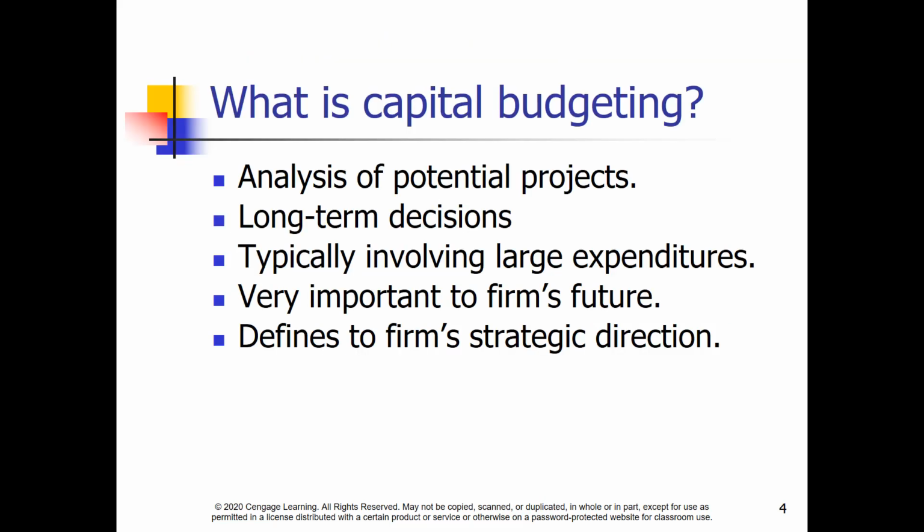Capital budgeting is critical to a firm's future. It involves the analysis and selection of future projects. These are long-term decisions, typically involving large sums of money that would be hard to reverse. These choices define the strategic direction of the firm. The techniques learned in this chapter apply to all sizes of decisions, from replacing a piece of equipment to acquiring a firm. The methods are the same, only the scale is different.